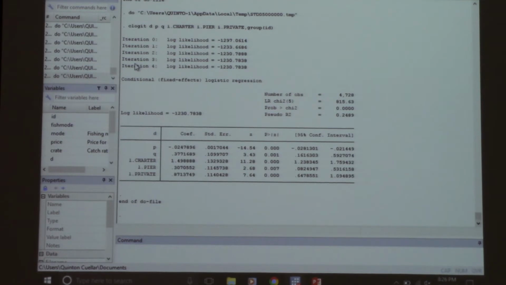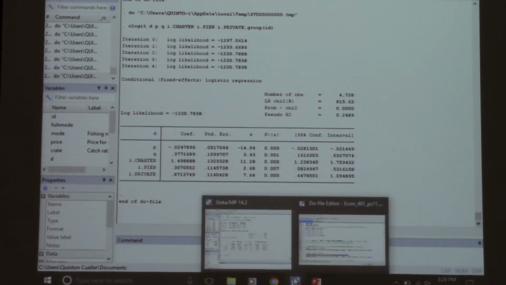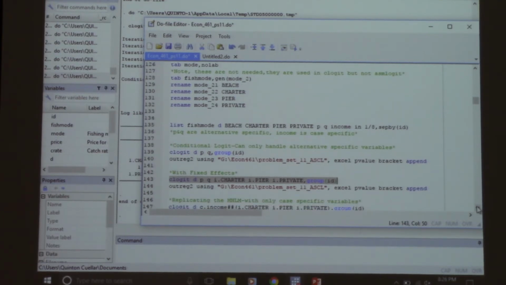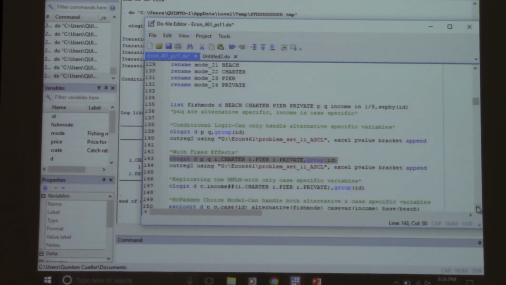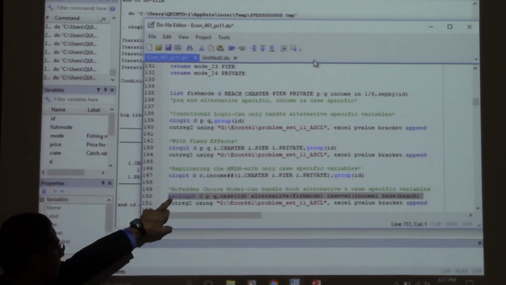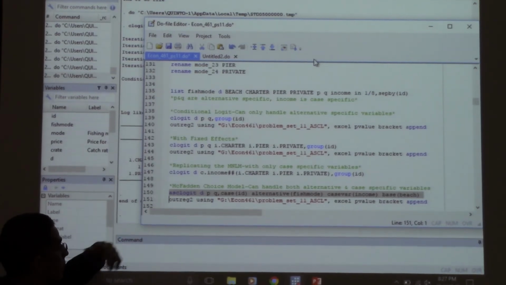But we know that we have alternative as well as case-specific variables. We have income. So we can't really use conditional logit. We need to use what's called the McFadden choice model. And that is this command here. So what that means is that this is AS, alternative specific conditional logit. This is our mixed model.